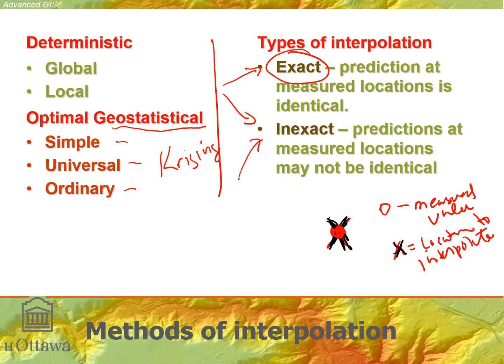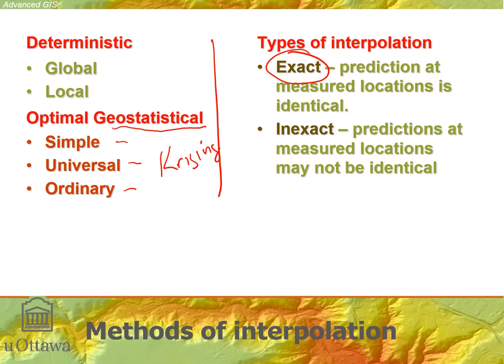So with inexact methods, the location to be interpolated can be different from the measured value there, because they take it into account, or they're created with some sort of statistical model. And that's the difference between exact and inexact interpolators. And depending on the options you choose when interpolating, some deterministic methods can be exact or inexact, and geostatistical methods can be exact or inexact.